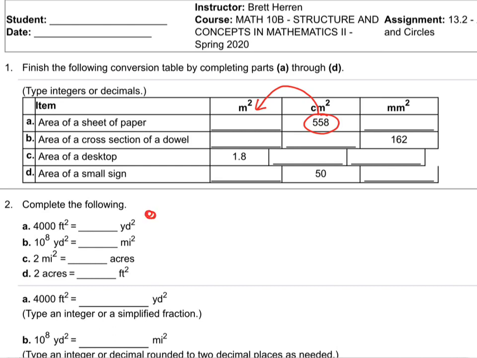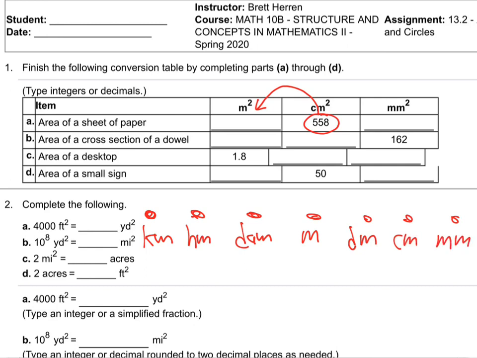I'm going to write down that chart again for us. Remember there were, let's see if I remember, kilometers, hectometers, decameters, meters in the middle. What was it? Decimeters, centimeters, millimeters. Okay. So if we jump from square centimeters back to square meters, they're telling us they have something that's 558 square centimeters. That's the area. So how many square meters is that?